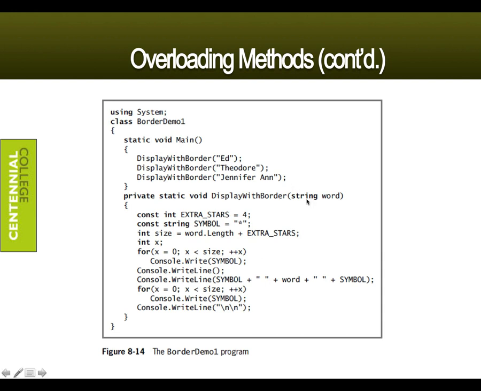Okay, and what is this doing? It says display with border. So we're going to output to the same line the symbol. And what's the symbol? A bunch of stars, and we're going to do it for the size of this word. So we're going to match up the number of stars with the word, and put these stars in here. So that's the first for loop. And then we're going to Console.WriteLine, which provides a new line and goes to the next line.